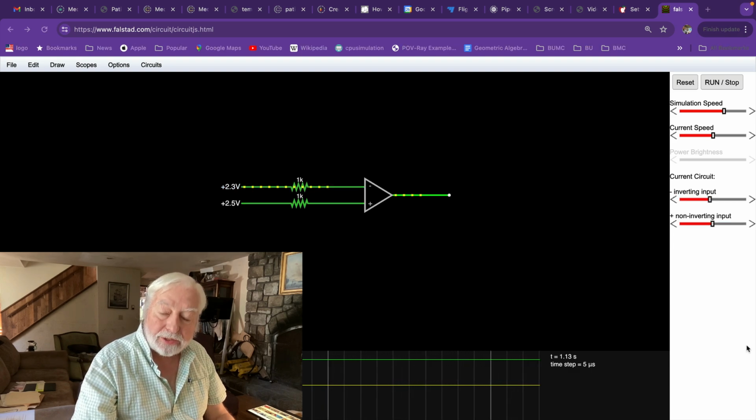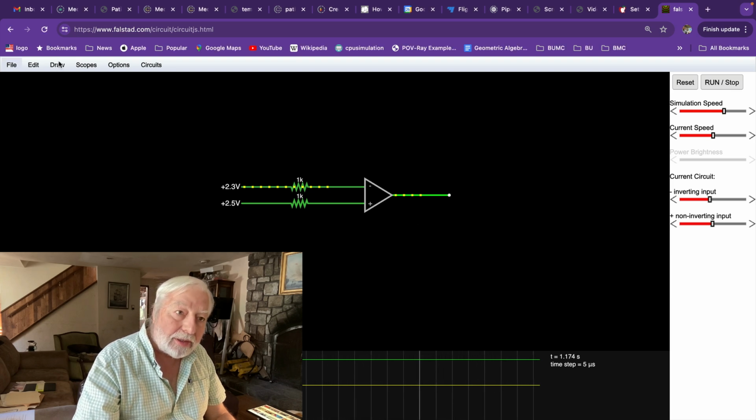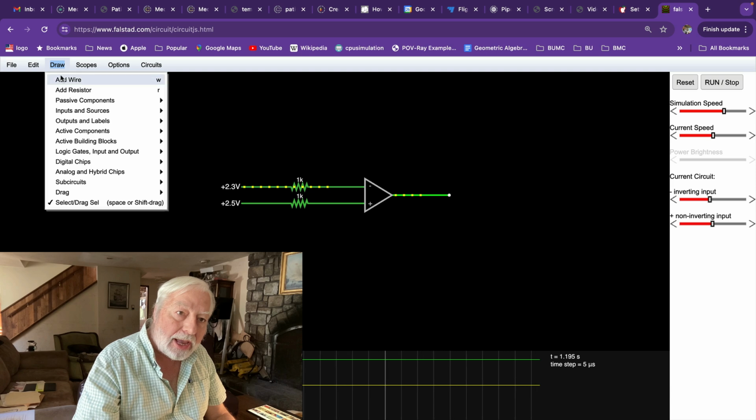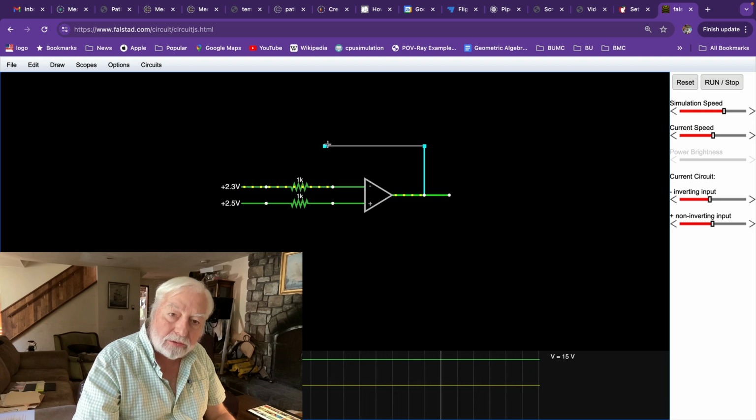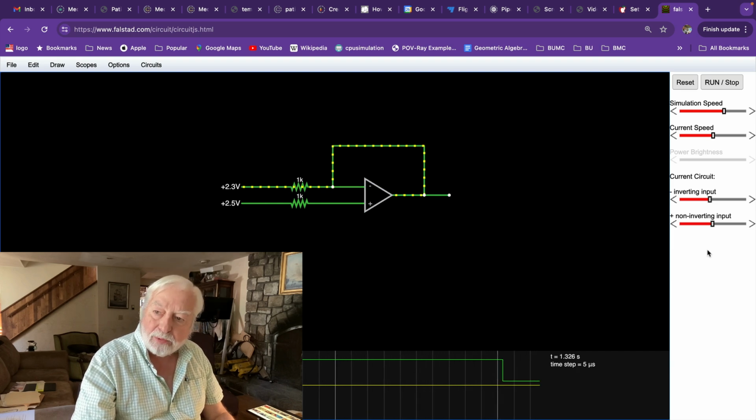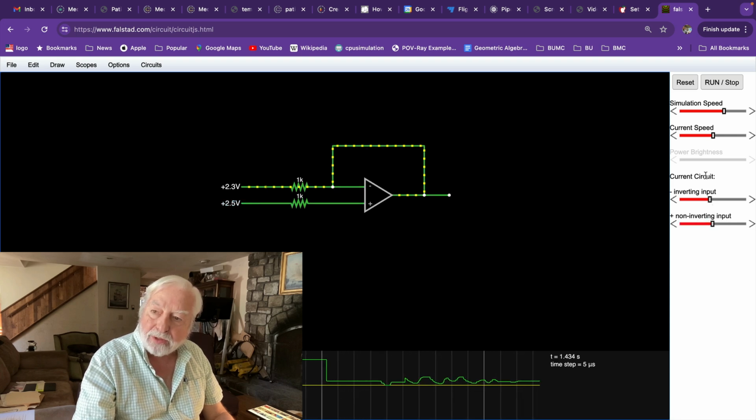To get the linear response that we want from our op-amp, we need to add a wire. Here we can either do draw, add wire, or we can hit the W key, and we'll add a wire that goes up here from the output across over to the inverting input. This is a negative feedback control. And take a look at our output voltage now. Instead of being an abrupt bang-bang from one extreme to the next, we get a kind of linear amplification of the difference between the two inputs.